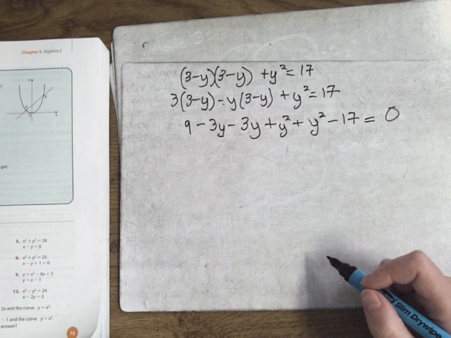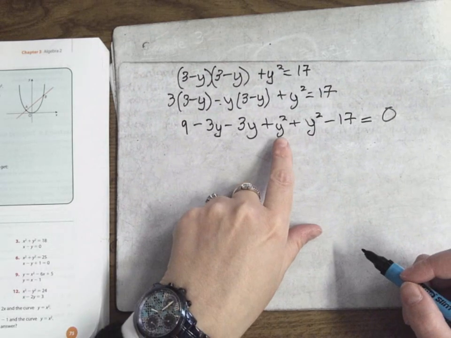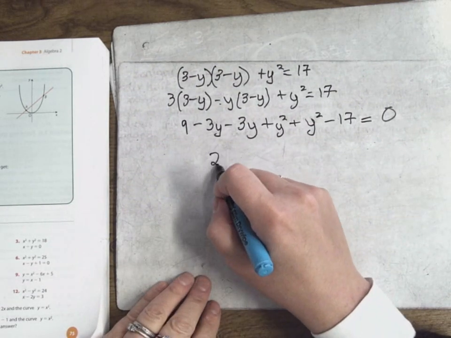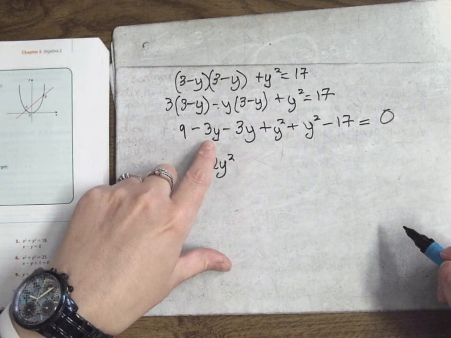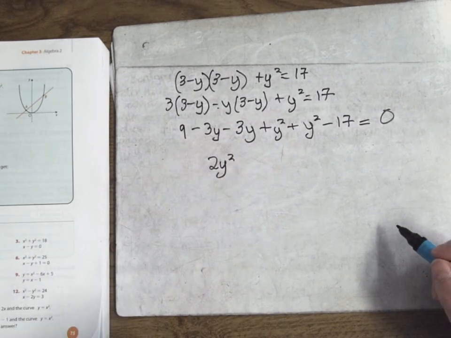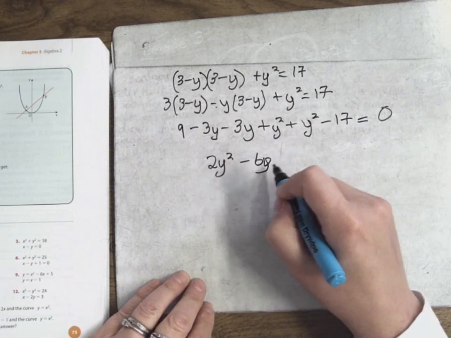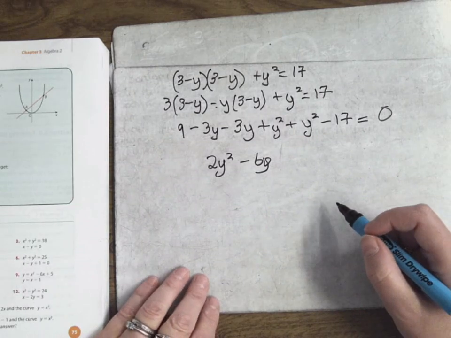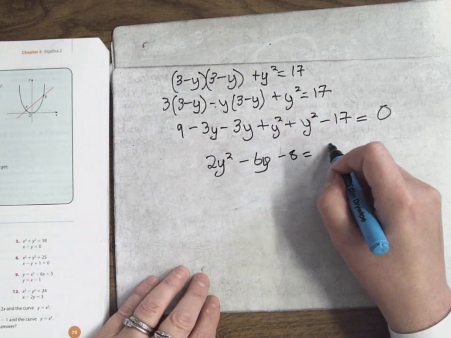So now I tidy it up and I put my y squared term first. So I have y squared and y squared. What does that make? 2y squared. Then I'm going to put my y terms together. Minus 3y, what will that give me? Minus 6y. And then I have 9 minus 17. 9 minus 17? Minus 8. Equals 0.